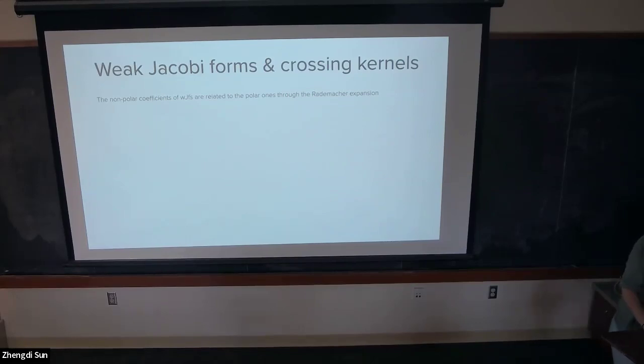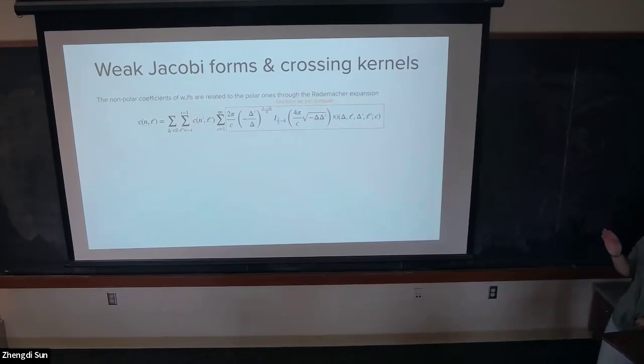The nonpolar or heavy coefficients of weak Jacobi forms are related to the polar or light ones through the so-called Rademacher expansion. That's a mathematical result that gives you the nonpolar C's and writes them as a sum over the polar coefficients or the light coefficients. Those coefficients are multiplied by some pretty complicated combination of functions that we can compute. In this way, you can relate the heavy states to the light states.